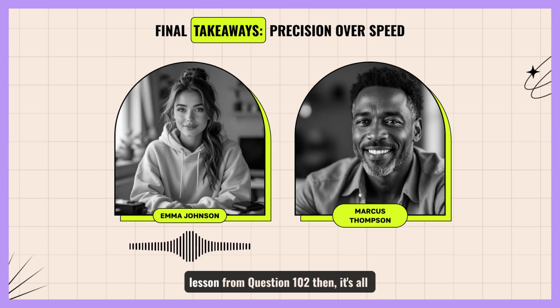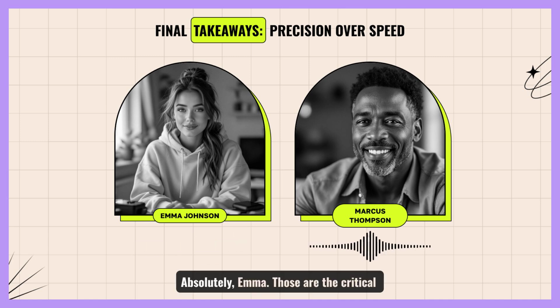So the key lesson from question 102 then, it's all about logical extension of the facts, no contradictions, and absolutely no new assumptions, right? Like if an answer introduces new information, it's almost always going to be wrong, which is a really good rule of thumb for these inference questions. Wow, so much to unpack in what seemed like a simple email. Absolutely, Emma. Those are the critical takeaways.